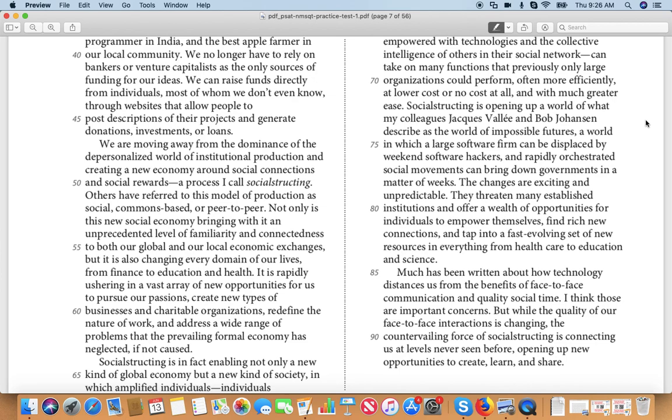What'd you say? Sorry? I'm not sure. Yeah, no problem. Here I think it just means like organized. Organized. Okay. Rapidly organized social movements can bring down governments in a matter of weeks.